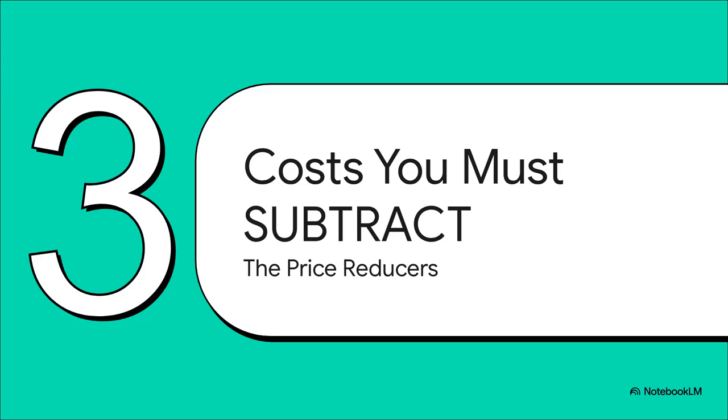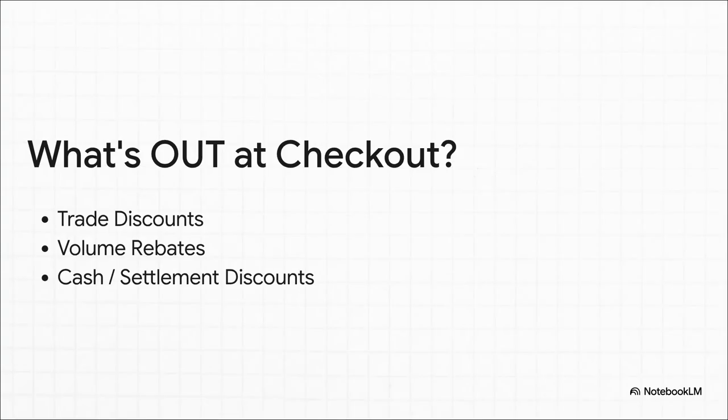Okay, now for the best part, making the price go down. Let's talk about the stuff you get to subtract. So what are these magic price reducers? Well, you've got trade discounts. Maybe you get a special price just for being a regular customer. You've got volume rebates for when you buy a ton of stuff. And the big one for our discussion today, cash discounts for paying your supplier early. The rule is simple. All of these come off the top. They reduce the cost of your inventory, period.